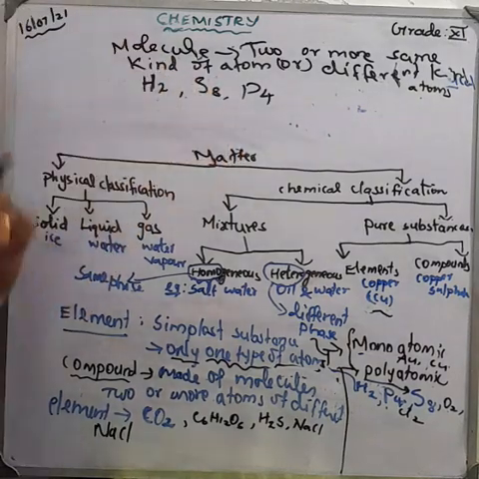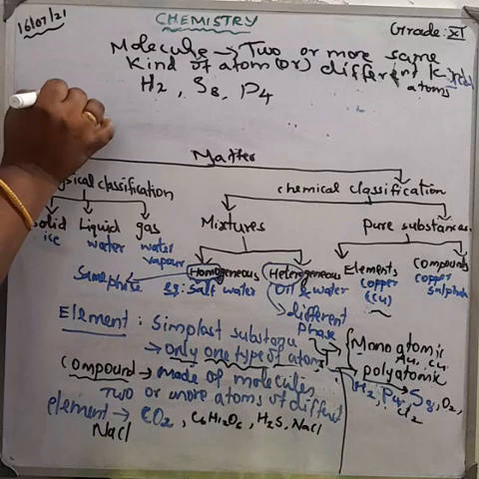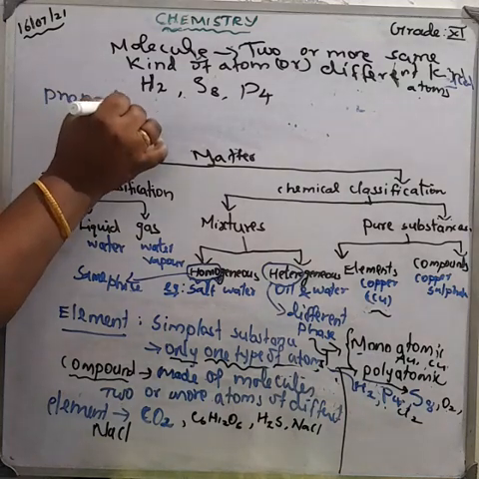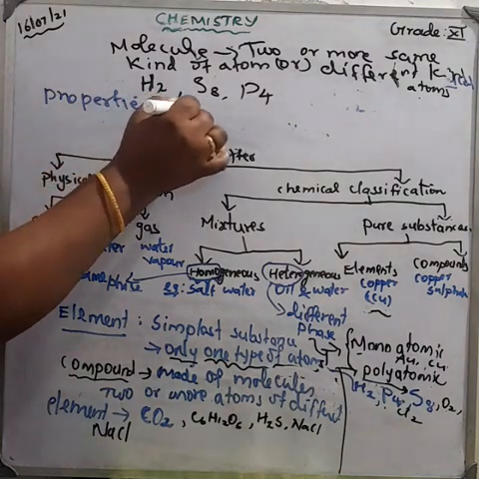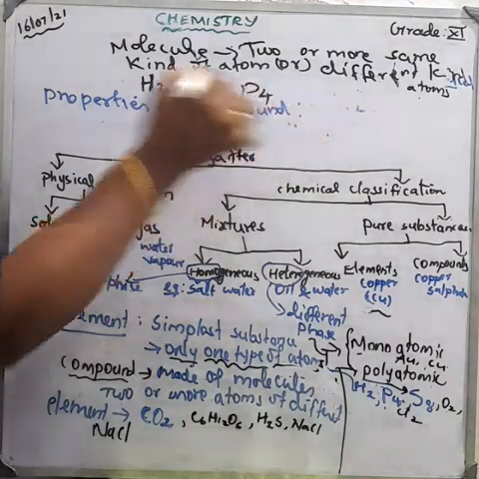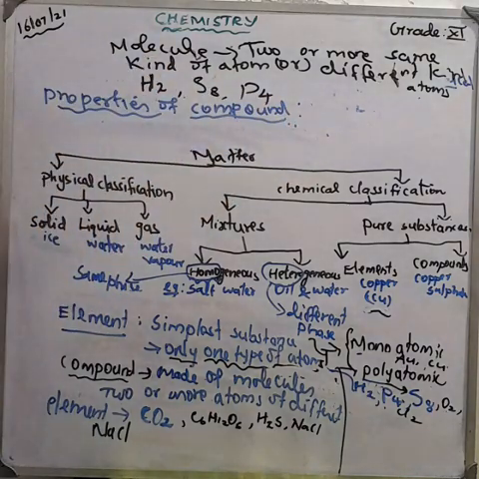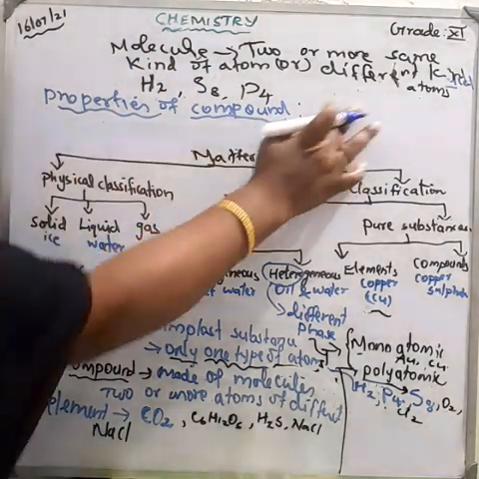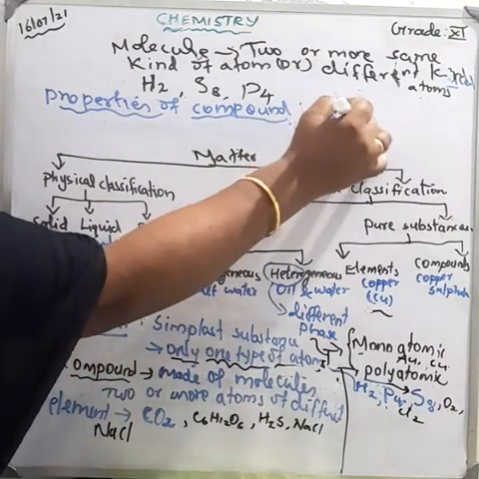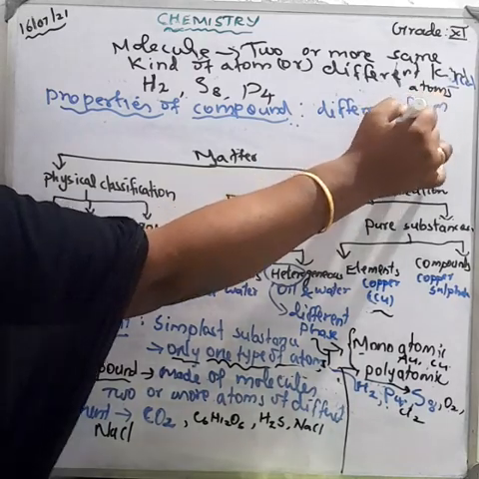Understood? I hope all of you understood about molecule and compound. Now we are going to study the properties of compounds. The properties of compounds are different from those of their constituent elements. For example, we take one compound, sodium chloride.